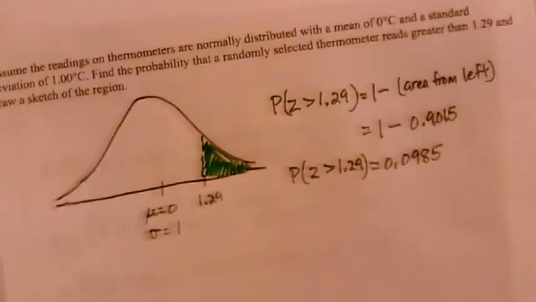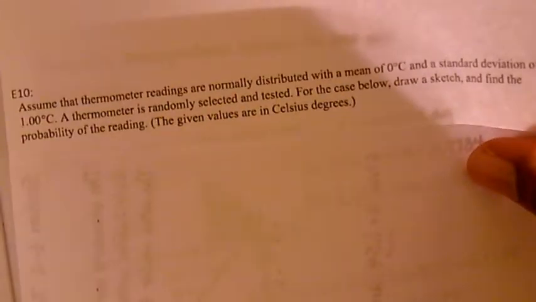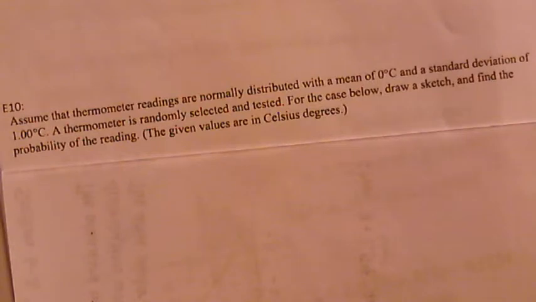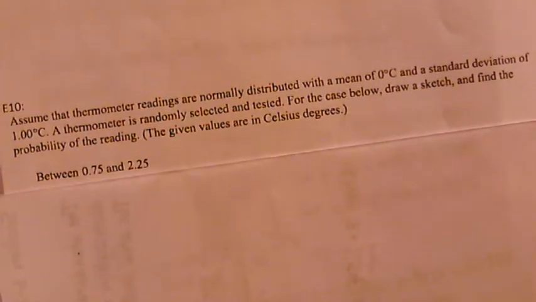Okay. All right. Now here's the next example. Assume that the thermometer readings are normally distributed with a mean of 0 degrees Celsius and a standard deviation of 1.00 degrees Celsius. A thermometer is randomly selected and tested. For the case below, draw a sketch and find the probability of the reading. Those given values are in degrees Celsius. We're trying to find the probability that the thermometer will have a reading between 0.75 degrees Celsius and 2.25 degrees Celsius.